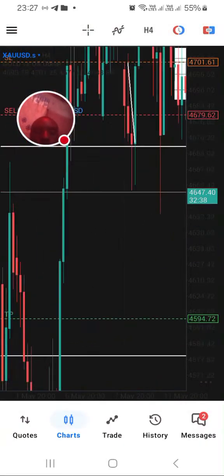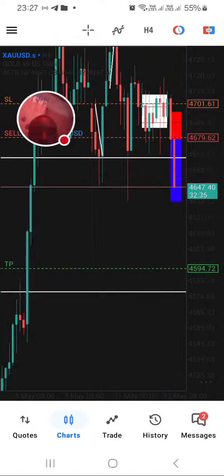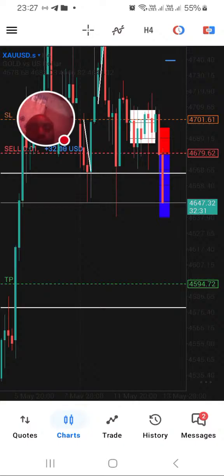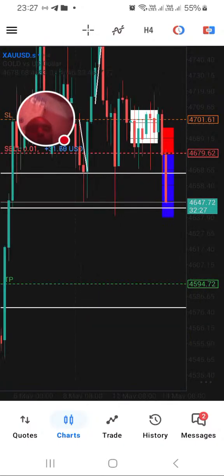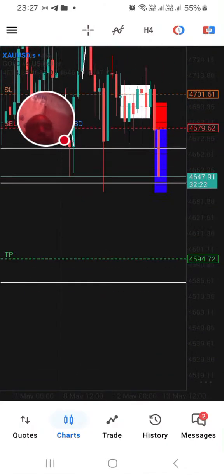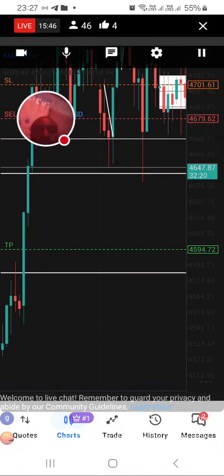So this is our clean zone, our clean target zone. Let's look at the first target. The first target can be here, then the second one. So we have different targets. The market can move like that because it is a very clean zone right now, guys. That is how we look, right?